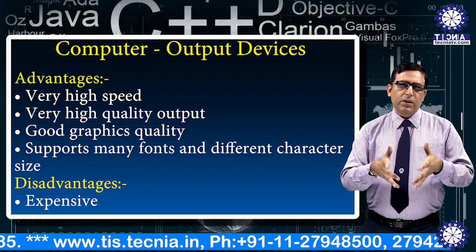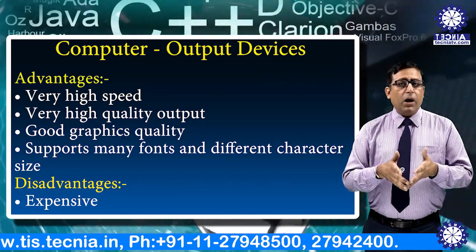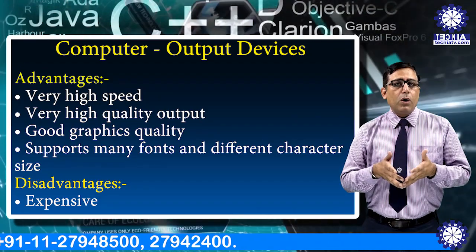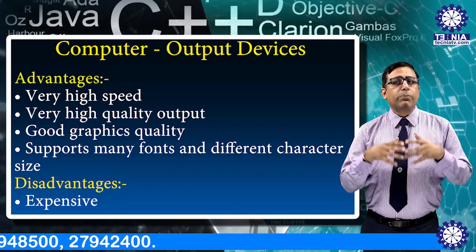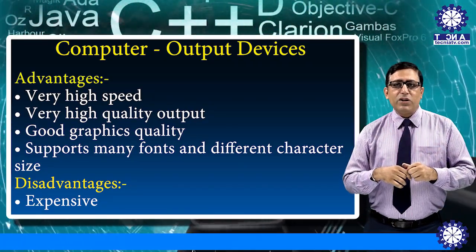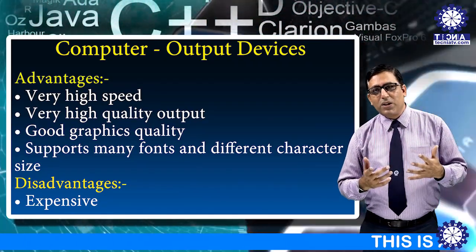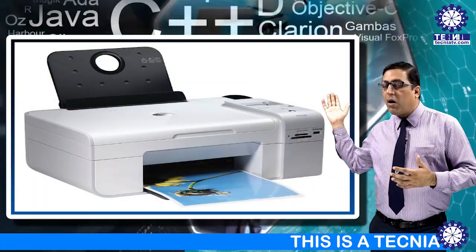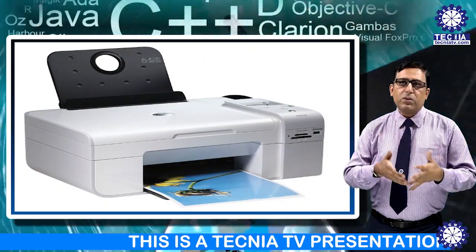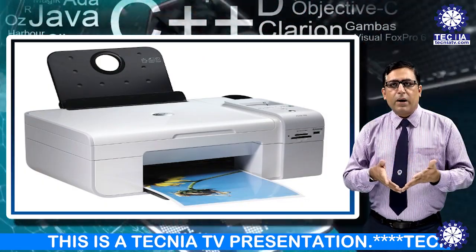Now we are discussing the advantages of this printer. It has very high speed, very high quality output, good graphics quality, and supports many fonts and different character sizes. What are the disadvantages of this kind of printer? It is very expensive. And now you can have a look at this printer. It cannot be used to produce multiple copies of a document in a single printing.